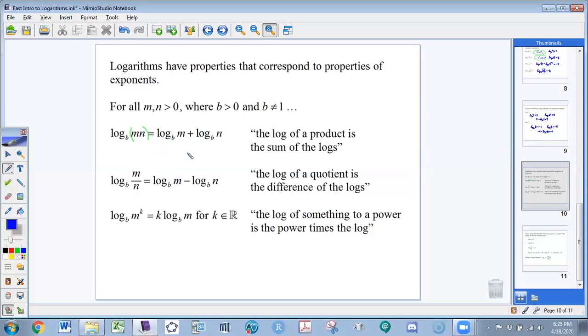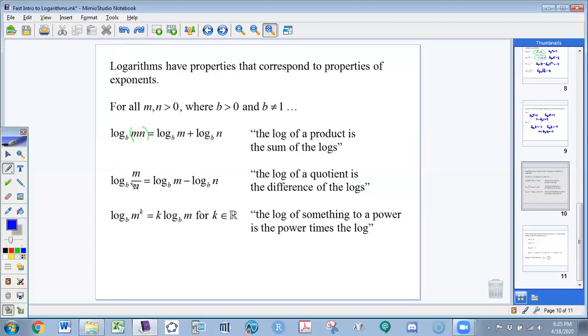And I like to say this just a little more. I start getting these chants that help me remember them. So the log of a product is the sum of the logs. Notice I didn't say the logs of a product is the sum of the log. So the S or the not S here is pretty critical. The log of a product is the sum of the logs. That's how I remember that. But again, it goes back to exponents. What do you do when you're multiplying with exponents? You add the exponents. Similarly, what do you do when you're dividing with exponents? You subtract the exponents.